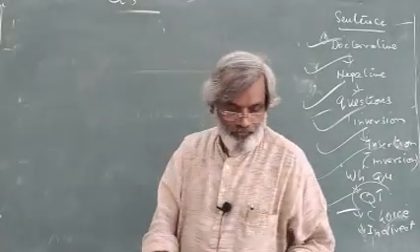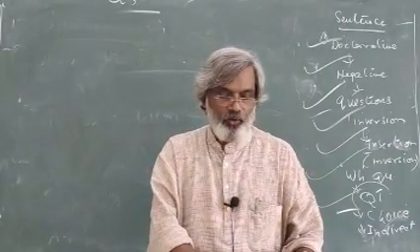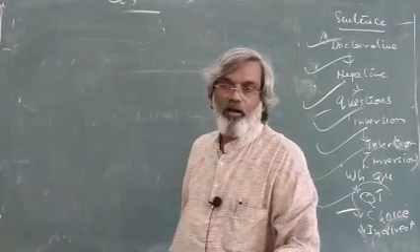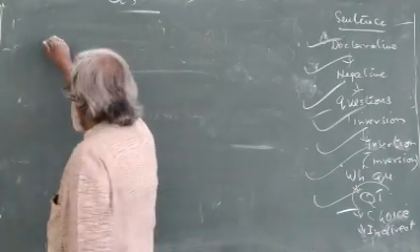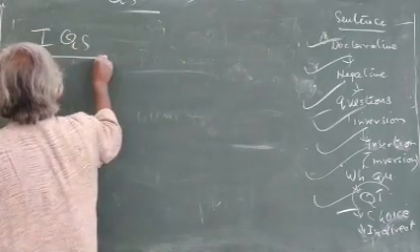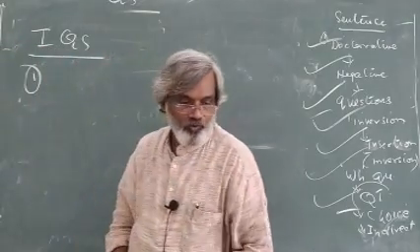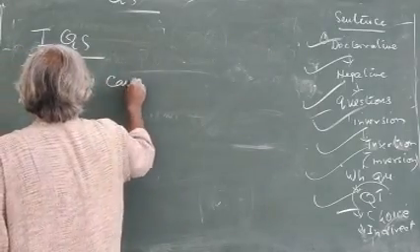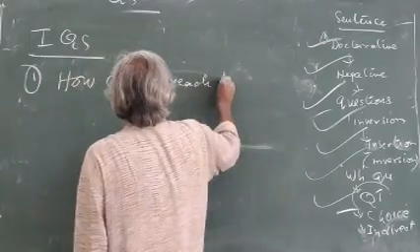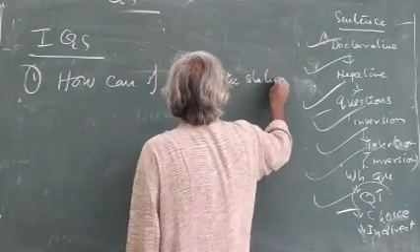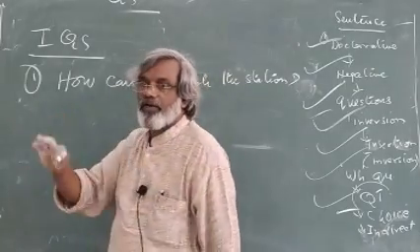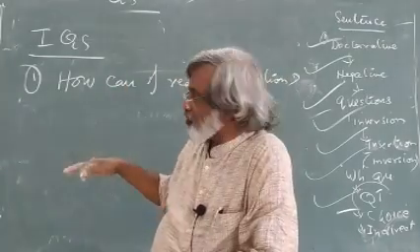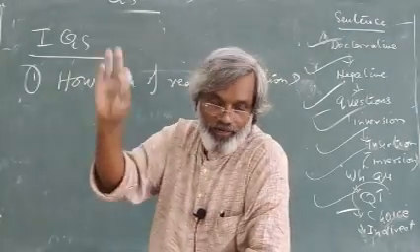Before that, I'll give you 2-3 examples that you have to make as a home assignment, to make indirect questions. You can copy this down. How can I reach the station? This has to be converted into the other 8 steps. The 8 steps were already discussed. All these questions are to be converted into the other 8 steps.